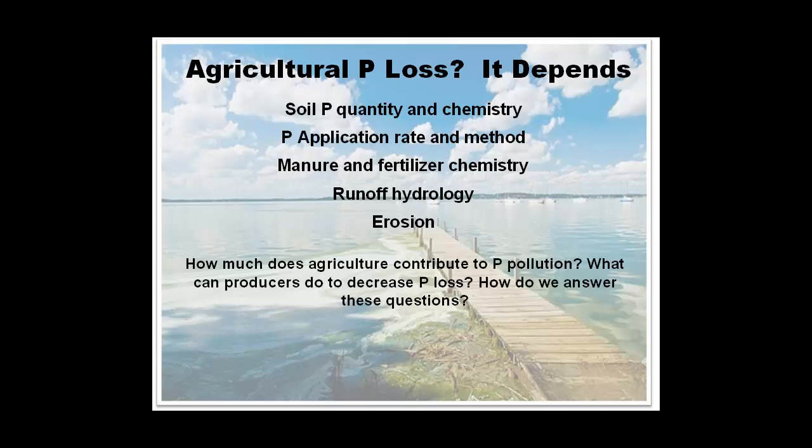So when you see all that complexity, you start to say, well then how much phosphorus am I losing? How much is agriculture really contributing? What can producers do to decrease their loss? So how do we answer these types of questions?